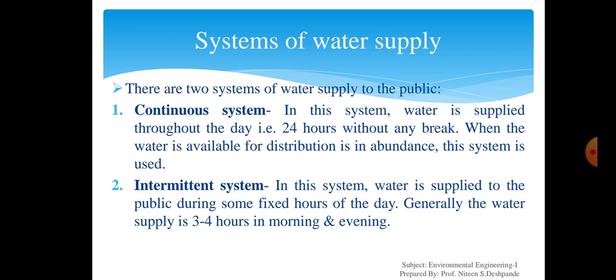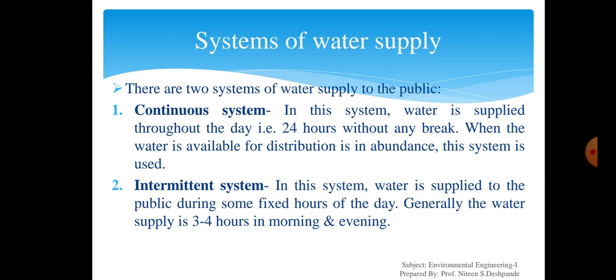The system is ideal since the water is not remaining stagnant at any time in the pipeline, and the fresh water is always available to the public. So the continuous system means the water is supplied throughout the day at any time, so that it is not necessary for the consumer to store the water at the consumer level. It is available at any time of the day. Okay. So this is the continuous system.